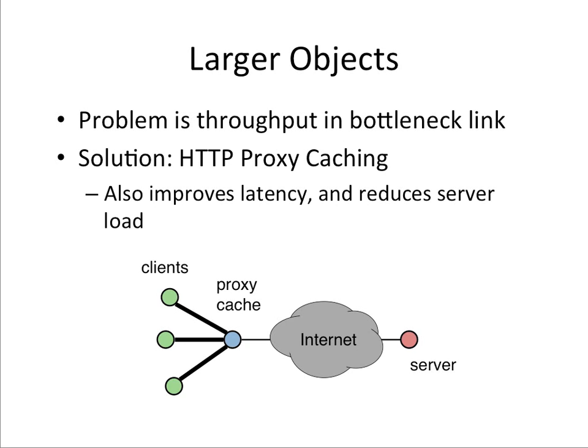Because if the clients need to reconfigure, then they might not be willing to do that. It might be error prone. So you'll hear that phrase a lot. Something is transparent, something is not transparent. In this particular case, the definition of transparent would be the clients don't even know if they're using a proxy or not.